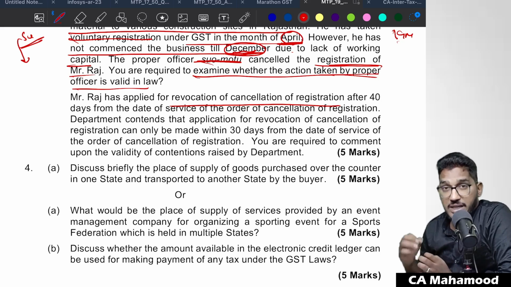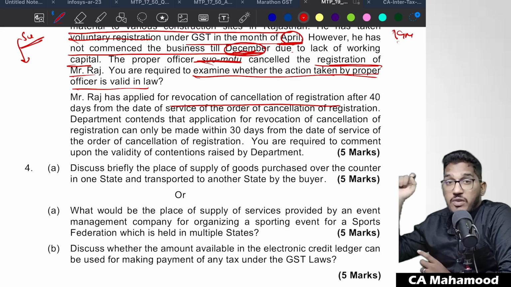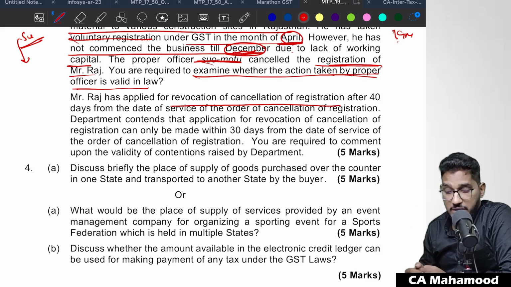Up to 90 days from the date of service of the cancellation order, you can make an application for revocation. And if the officer is satisfied, even the time limit for making an application for revocation of cancellation can be extended by a further 180 days. Amendment, guys, this I have explained in the amendment video and supplementary material also.